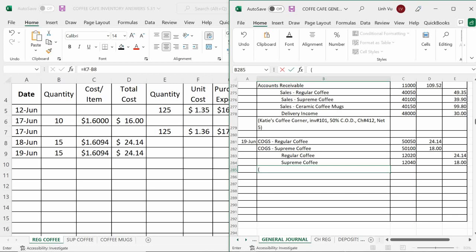Good. Excellent. So then what would be my description for this? In-store coffee use. Now in this case, this isn't in store. We sold to Katie, right? So we still use the invoice 111. Yes, you could do that. So I'm going to write sold to, who did you sell these to? Katie's Coffee Corner.